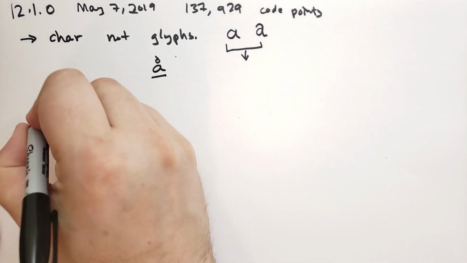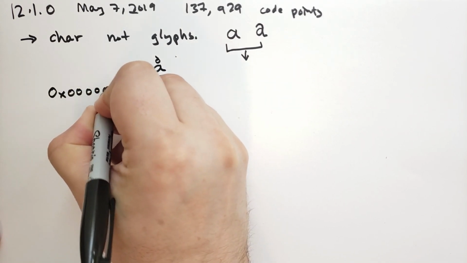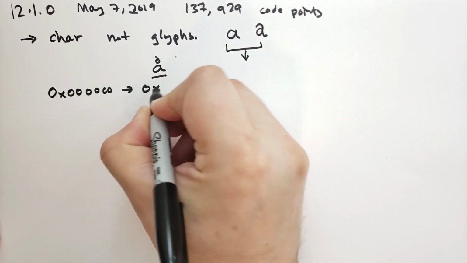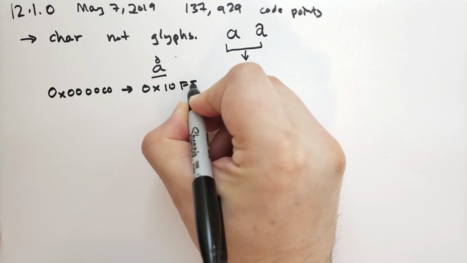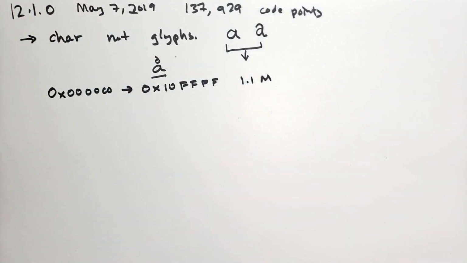So the valid code points can be from 0x000000 to 0x10FFFF, which is about 1.1 million. Okay. So there's about 1.1 million positions that are open. Some of those are reserved that can never be used. Okay. And those code points represent many different things.